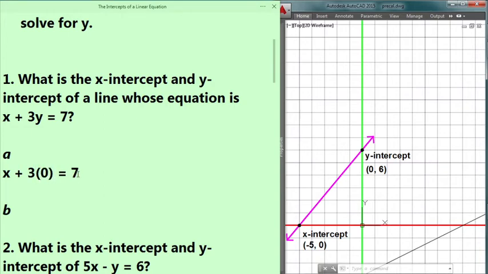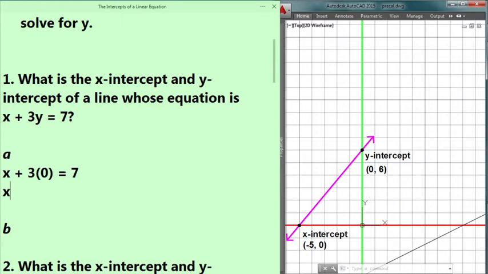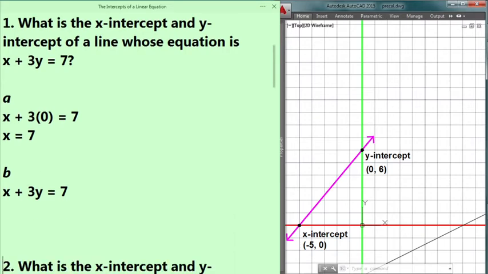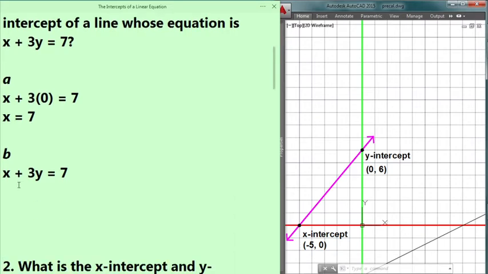And then, simplify. So, kapag sinimplify natin yan, meron tayong x is equal to 7. So, 3 times 0 is 0. So, x is equal to 7. Okay. Now, kung gusto naman natin isolve yung kanyang y-intercept, which is denoted as b. Okay. So, dito naman, dahil y-intercept ang kailangan natin, we have to let x be 0.